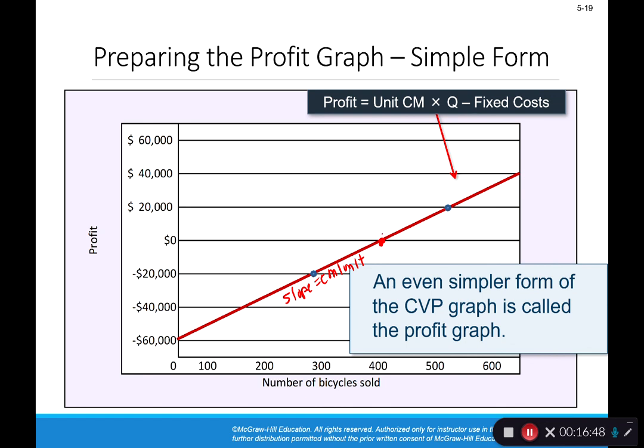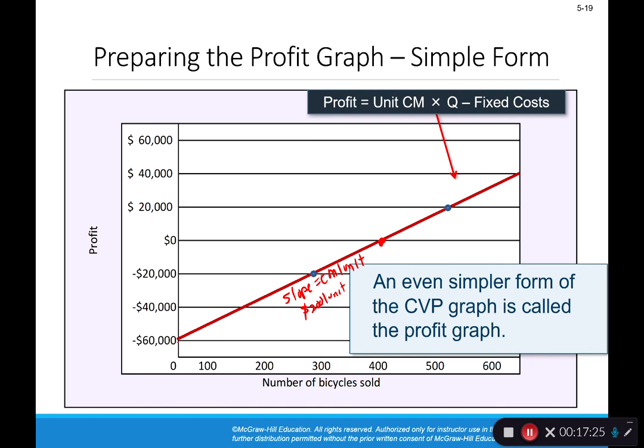And then if we go down 100 units, you'll notice that we're decreasing by 20,000, which would be 200 CM per unit, 200 per unit times 100. So for every 100 units we go down, we lose 20. So 20, then 40, then 60. And then for every 100 units we go up, we're going to gain 20,000. So we go from 0 to 20 to 40 and so on.